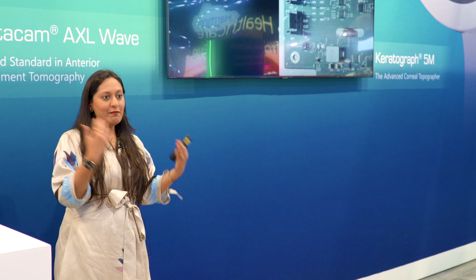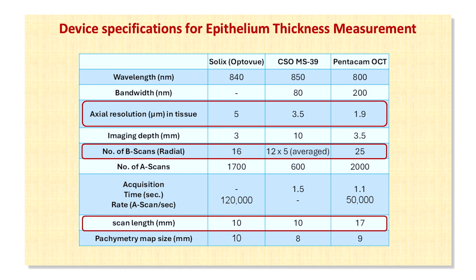So you all know the difference between Pentacam OCT and that of Solix or CSO, but the question is about the repeatability and how sensitive and specific it is. The axial resolution is better, the number of B scans is much more, so that should give you a lot more information. Does that impact your repeatability or not?